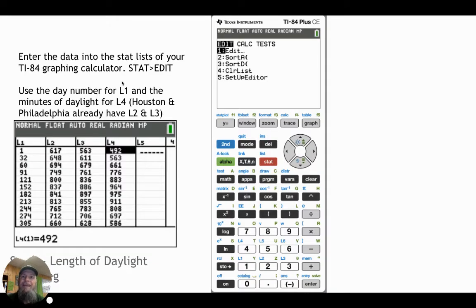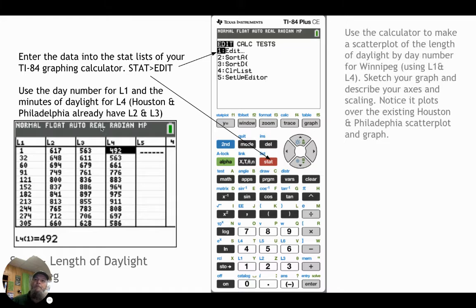We're going to enter the data into the list, and as you can see, I've already entered the data into the list here. You're going to do stat, then edit, and enter your data in. Notice that L1 and L2 are used for Houston. L3 is used for Philadelphia, so we need to use L4 for Winnipeg. Use the calculator to make a scatter plot of length of daylight by day number for Winnipeg using L1 and L4, and sketch your graph and describe your axis and scaling.